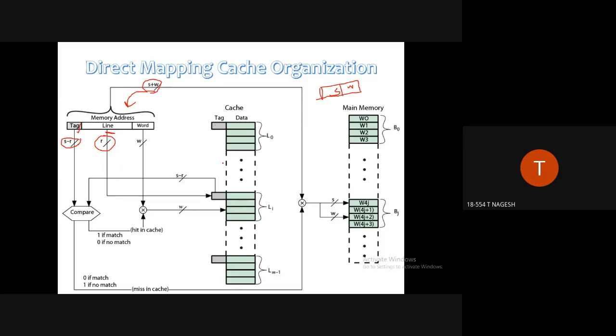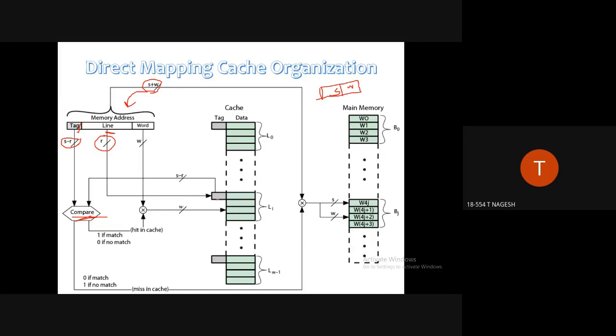These addresses are used for checking purposes. Whatever the s minus r value is, it is compared with the s minus r value, that means the tag value, of each of these cache lines. So it will compare, right?